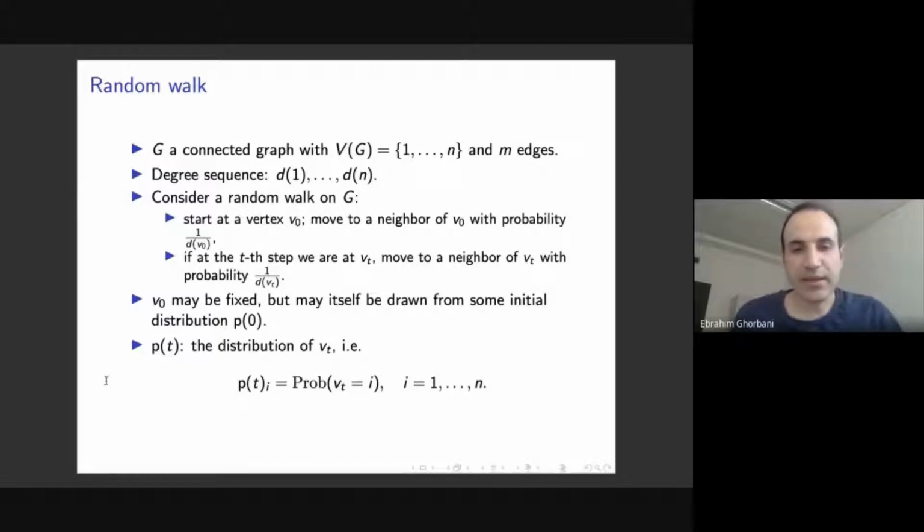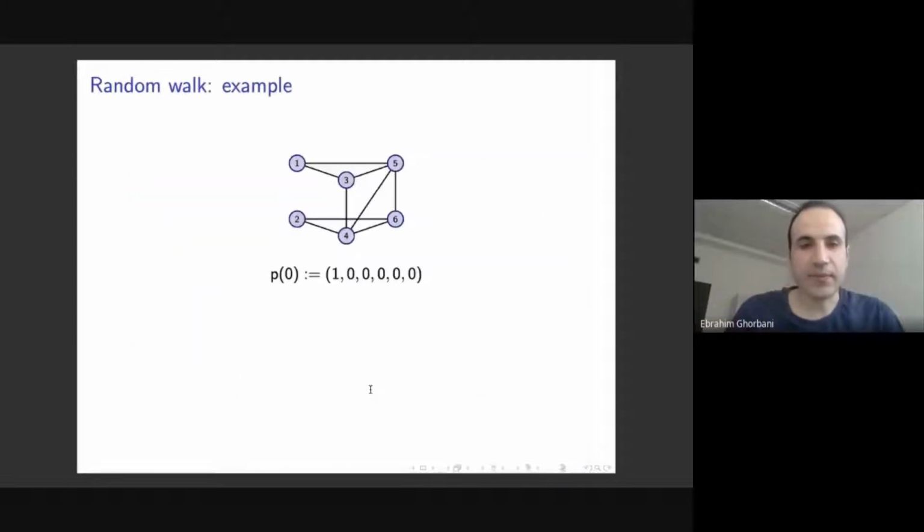So pt is the distribution of vt, which is the vertex which we meet at time t, or step t, and the component i of this vector is the probability that we see vertex i at step t. So here's an example. Consider this graph.